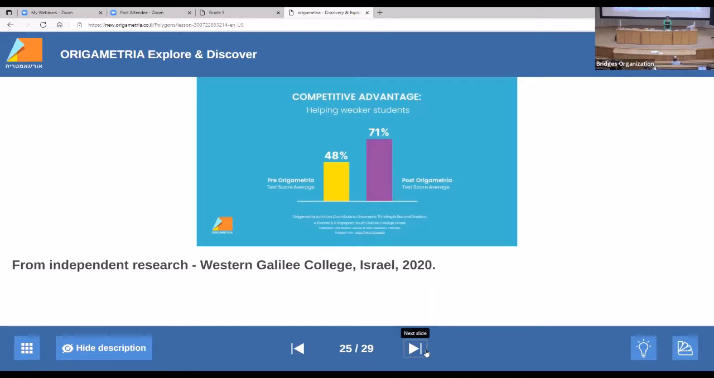And we know after COVID, this is a very strong topic because the strong people can take a private teacher, but the weak can't. So I know this year there are going to be a few more research studies about Origametria. Of course, I have nothing to do with this research. They do it independently, and even the college buys the membership for Origametria and does the research.